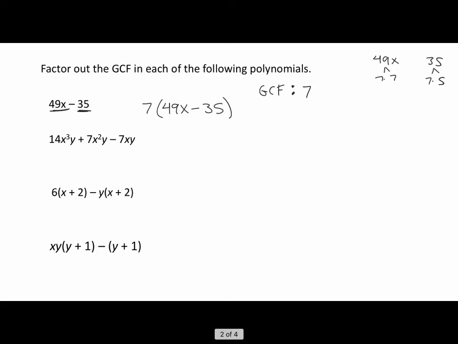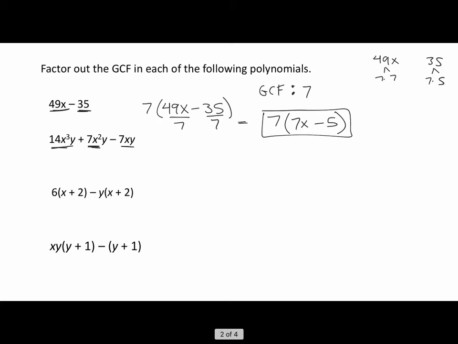But if I want to write this as a product, I can't just leave it this way. It'll change the value. I have to also divide by 7 to see what remaining polynomial we'll have inside of the parentheses. So for the first term, 49 divided by 7 is 7 times x. And for the second term, 35 divided by 7 is 5. So we factored out the greatest common factor from that binomial.